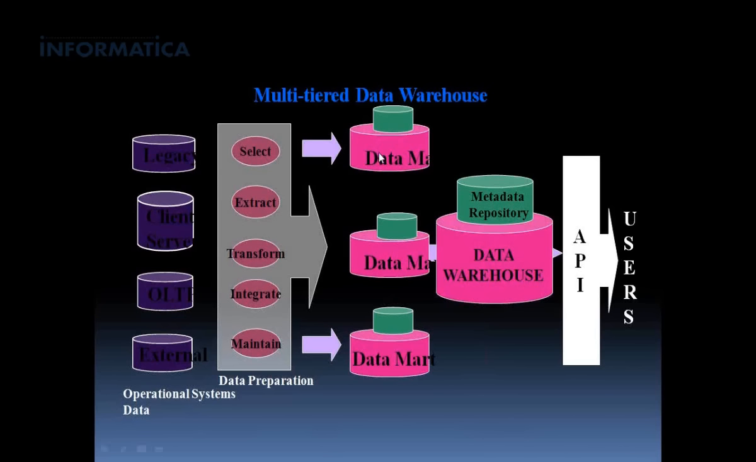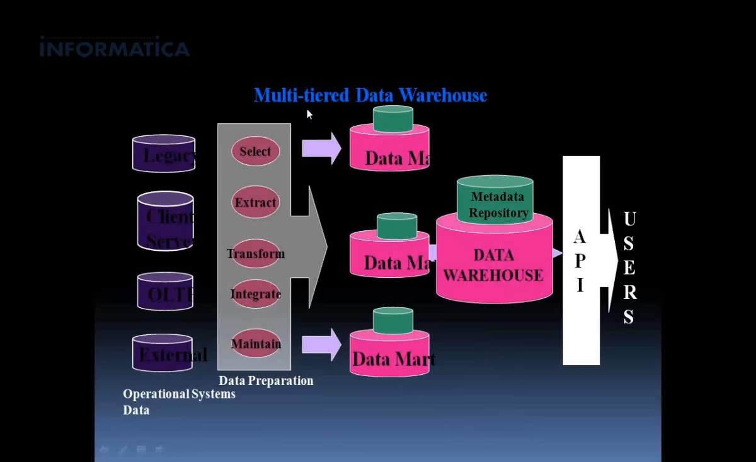So this kind of architecture is called a bottom-up approach. This is proposed by Ralph Kimball. Since the data marts are created independently, this kind of data mart is called an independent data mart. First the data marts are created, and if it is required, the data will be moved from the data mart to the data warehouse. When I say API, the application interface, it's nothing but reporting. You can perform reporting both on the data warehouse as well as the data marts.